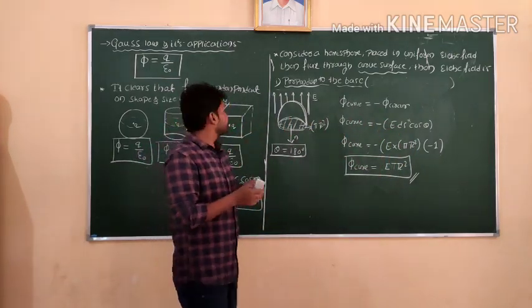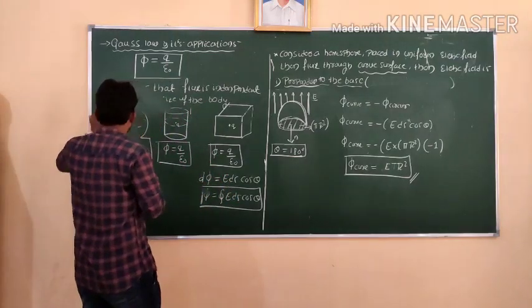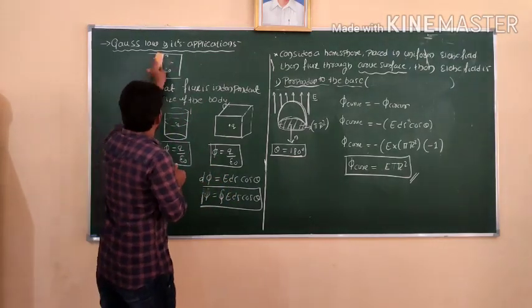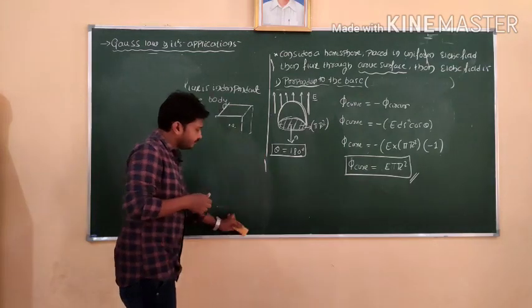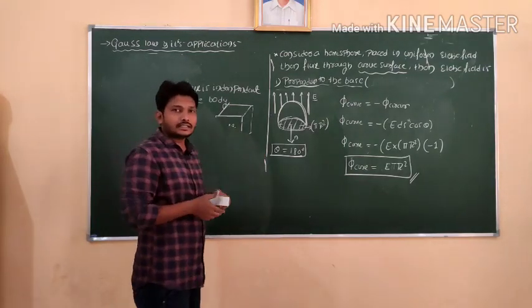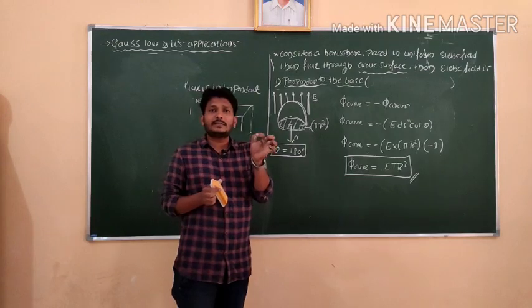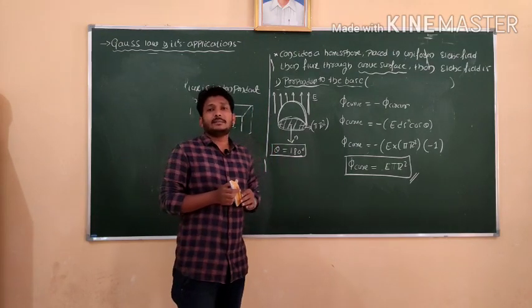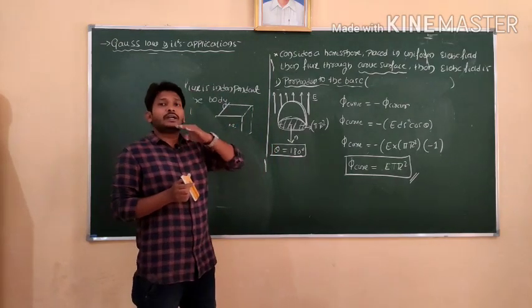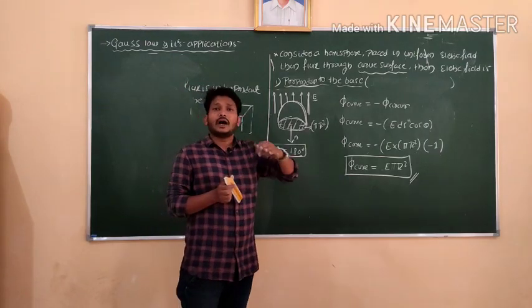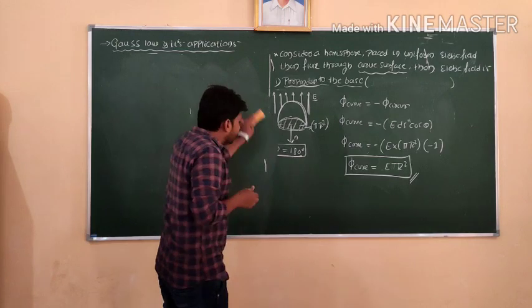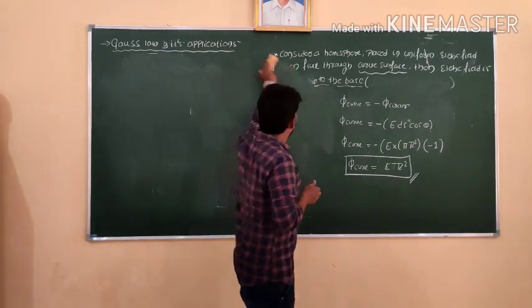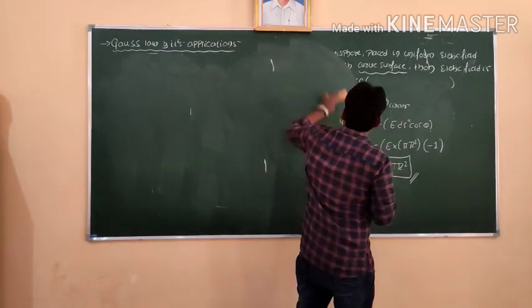Now let me consider one more example in the case of Gauss law. I will consider one symmetrical surface here. If a charged particle is placed at the center of the symmetrical surface, then what is the electric flux through each half of the symmetrical surface? What's the value of electric flux in the case of half of the symmetrical surface?